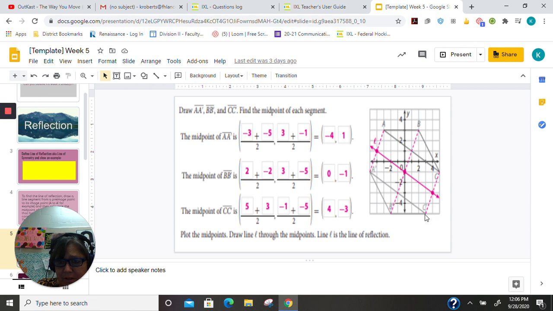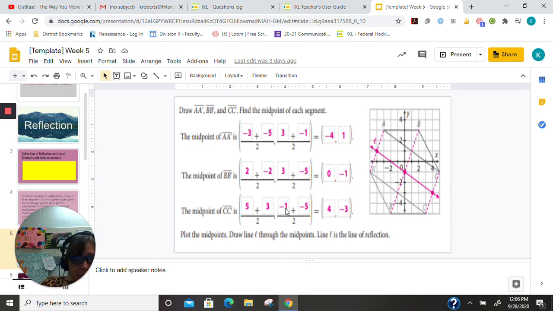C prime is at 3, negative 5. So 3 is the x value, negative 5 is the y value. Add the x's. 5 plus 3 is 8, divided by 2 is 4. Negative 1 plus negative 5 is negative 6, divided by 2 is negative 3. So there, we went through every single one of those.